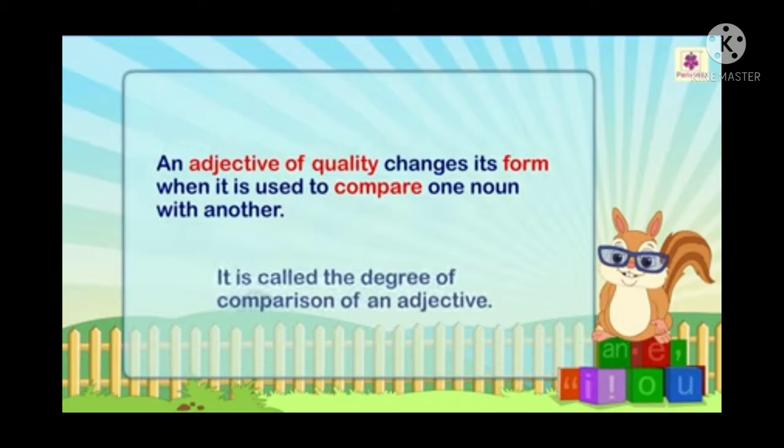An adjective of quality changes its form when it is used to compare one noun with another. Yes, comparison means when we compare two nouns, the adjective of quality changes its form. And these forms are called the degrees of comparisons of an adjective. So let's see how they change and how many forms of degrees there are.